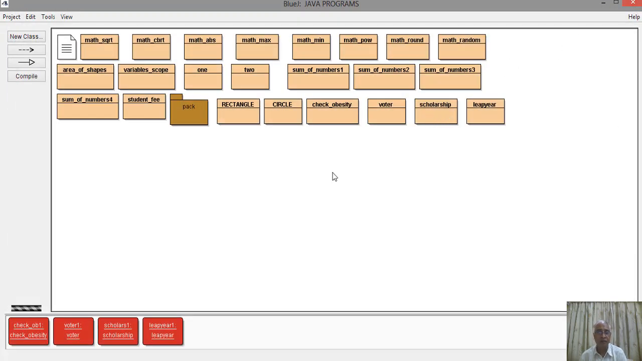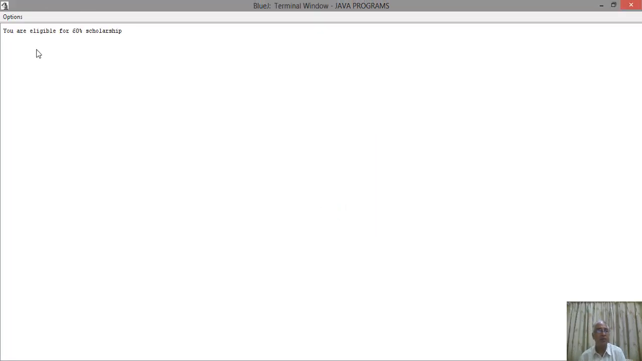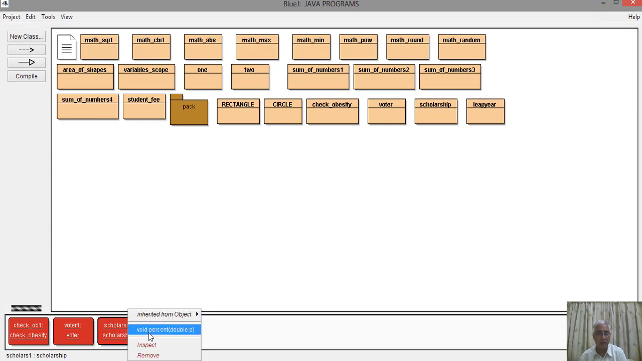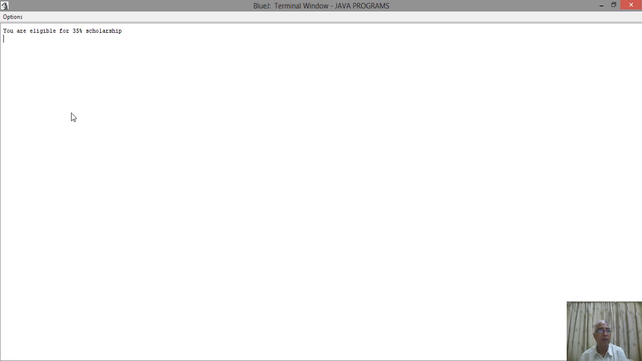Now we give the scholarship program here. We give the value of our scholarship. Suppose the percentage he has obtained is 90%. Okay, the computer will say you are eligible for 60% scholarship. Perfectly working. Next condition, we give between 65 and 85. Suppose we give 78. So it will say you are eligible for 35% of scholarship. Fine, this is also working.